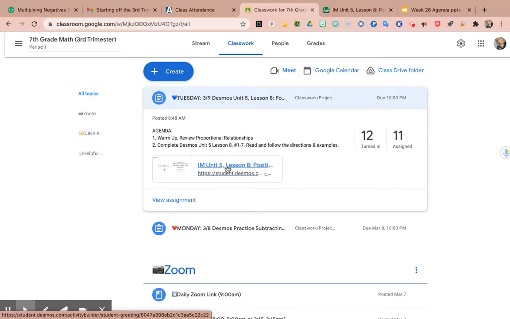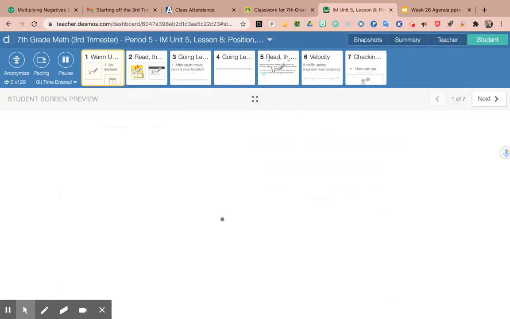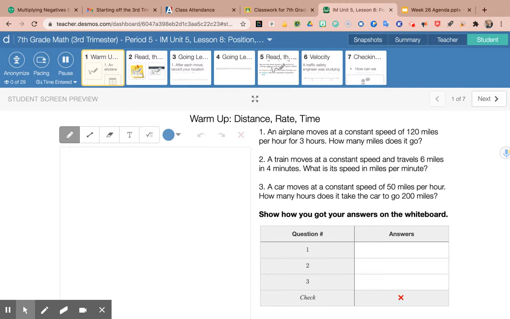I am in Unit 5, Lesson 8. And this is the first question you see. So you'll notice there are 7 questions. First one says warm up, distance, rate, and time. So this whole thing is going to be about position, distance, rate, and time.